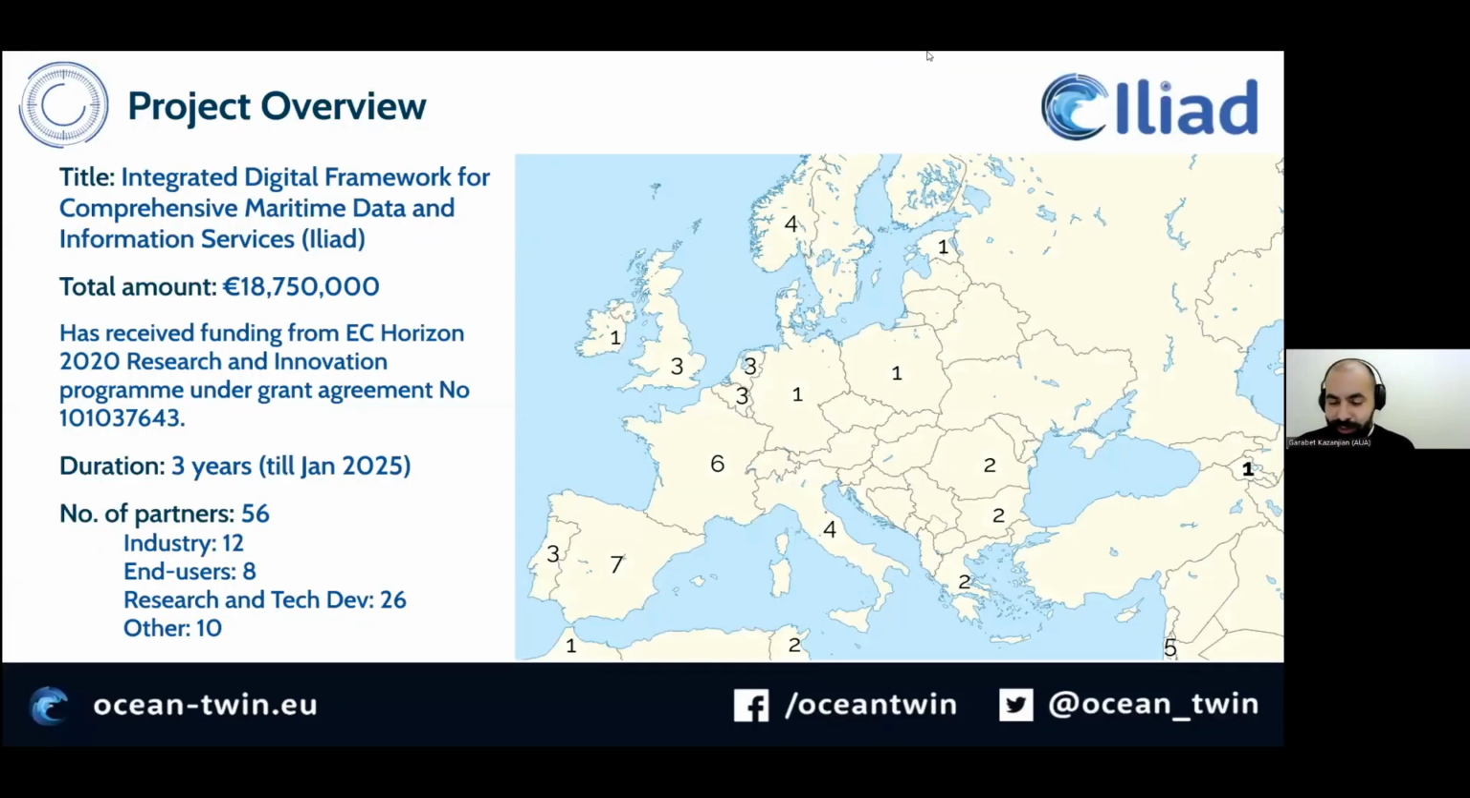So in a very quick and short overview, Iliad stands for Integrated Digital Framework for Comprehensive Maritime Data and Information Services. The total amount of funding that the project received is north of 18 million euros. The vast majority of that came as a European Commission Horizon 2020 Research and Innovation grant. The project spans over 3 years. We started early 2022 and it will last until January 2025. So we're kind of midway through the project. It's a big consortium composed of numerous partners that span within industry as end users, research and tech development, corporations and universities, and other stakeholders.